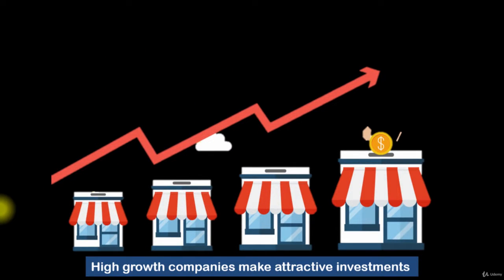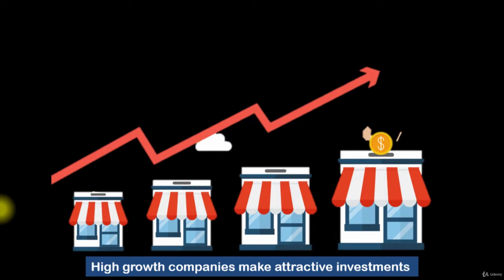Now, let me introduce to you the price to earnings growth ratio, or in short, we call it the PEG ratio. The price to earnings growth ratio is for growth companies. Along the way, you will encounter high growth companies. These will make them very attractive investments. There is one big problem.